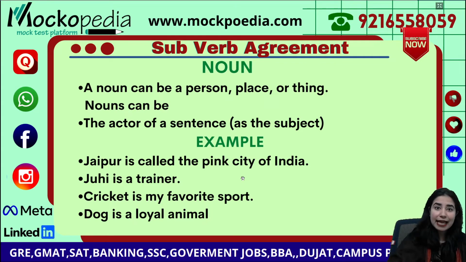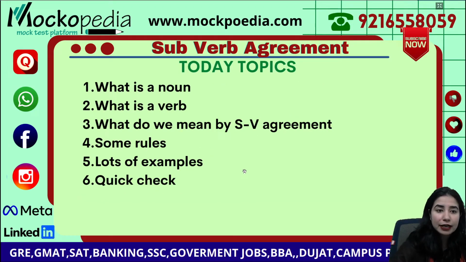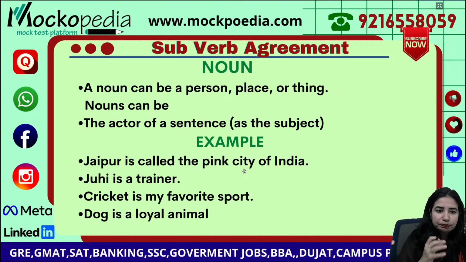Now let's pick some examples so that you're able to understand how it works. So Jaipur is called the pink city of India. So in this case, Jaipur remains to be the subject. Now, if you say Juhi is a trainer, in this case, Juhi is the subject and Juhi is also a noun. Trainer is also a noun. But when we talk about the subject, Juhi remains to be the subject. Now, cricket is my favorite sport. So, what is my favorite sport? Cricket. In that case, cricket remains to be the subject of the sentence. Also, cricket is a noun.